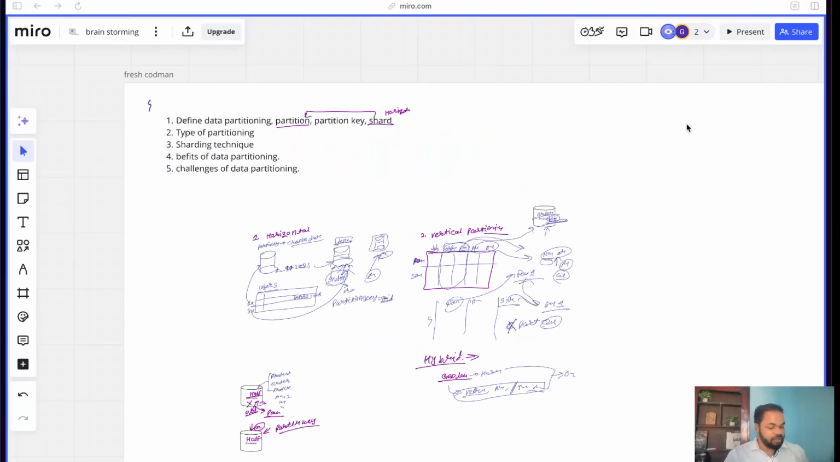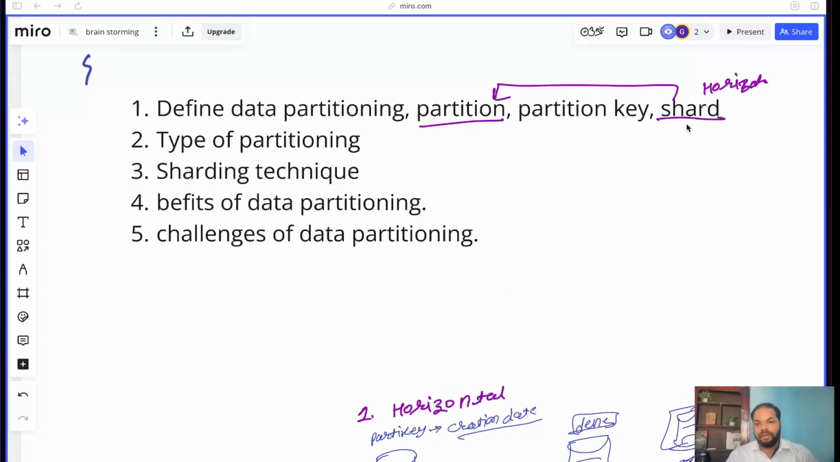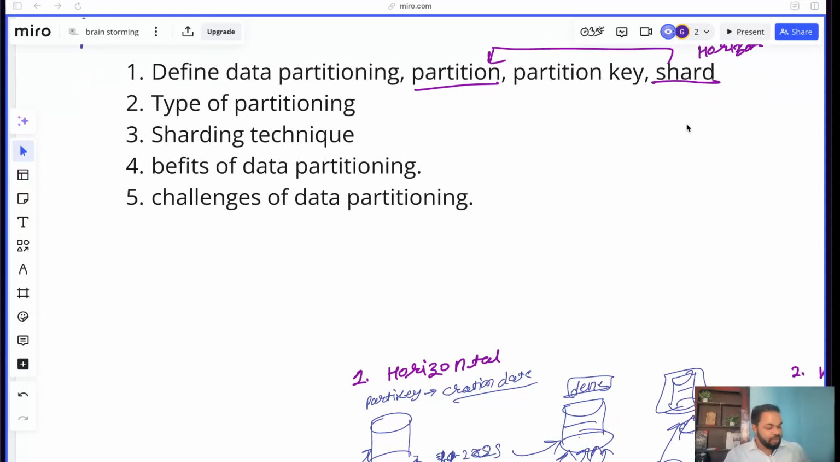Let's move to the next thing, that is the sharding technique. So horizontal partitioning is called sharding, by the way. That's why for horizontal partitioning, the partition is called a shard. Now we will be looking at the sharding techniques.